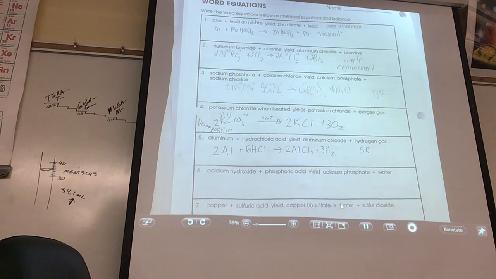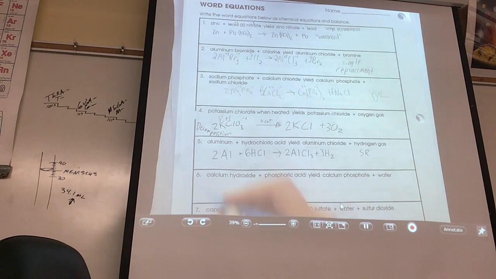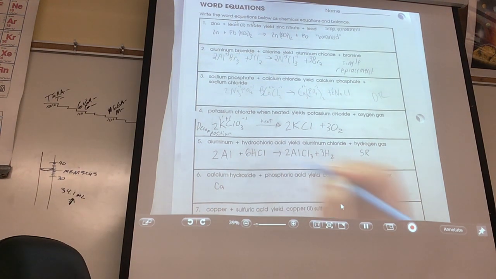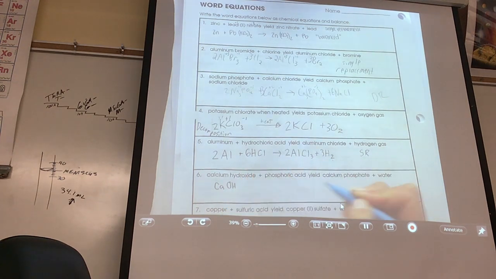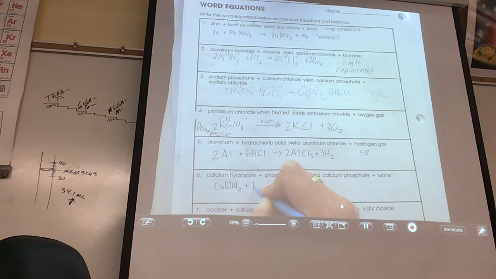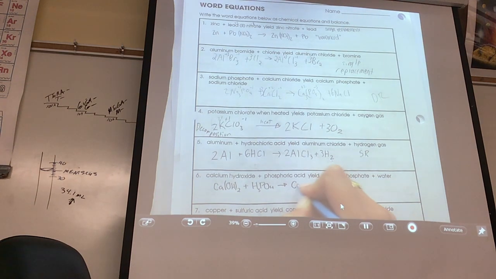I'll do number 6. Okay, so calcium and then hydroxide, and then calcium is +2, so you need 2 hydroxides. And then phosphoric acid, so I'm going to have an H, and then phosphate is PO4, and phosphate is -3, so you're going to need 3 hydrogens.